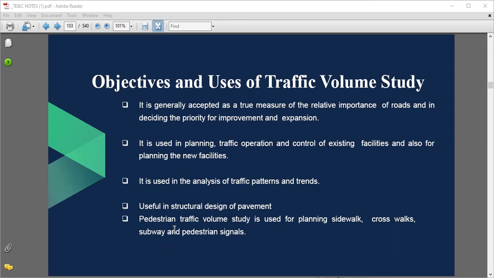Second is achieving smooth functioning on the road. Again, for understanding traffic patterns and trends. It is also very useful in the structural design of roads. And the last one: we go for the traffic volume study to achieve each and every component of the road that should be helpful for the pedestrian, the big vehicle as well as the cyclist. All components like the crosswalk and sidewalk we can plan as per the traffic volume study. So these are the objectives of the traffic volume study.